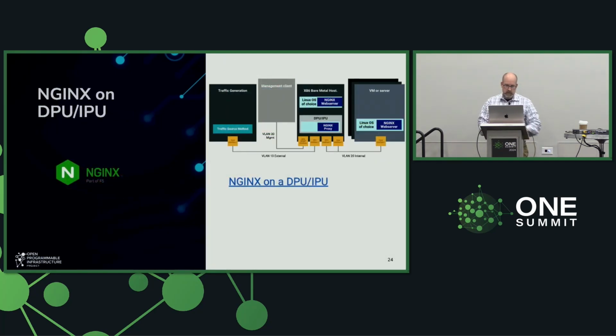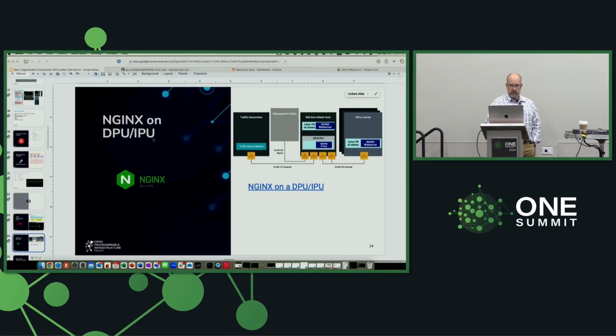Next one is Nginx on a DPU IPU. In this case, I believe I'm running it on an IPU, and we've got the Nginx proxy running there. We're generating traffic, sending it through one of the interfaces on the DPU, and it's coming out the other interface and being load balanced to a group of Nginx web servers that are outside of the host. We could also send this traffic to a web server that's running on the host itself across the PCIe bus, but I don't believe that's what we're showing in this demo.